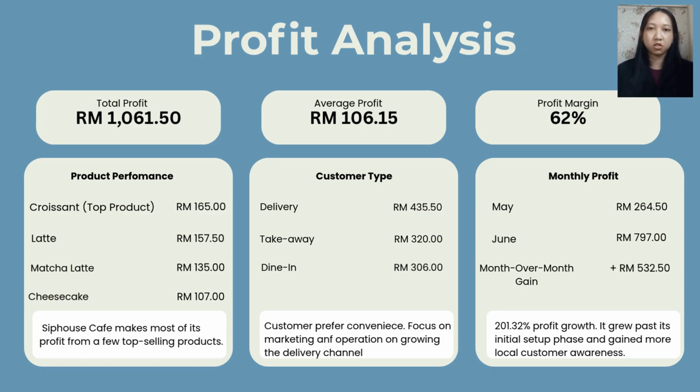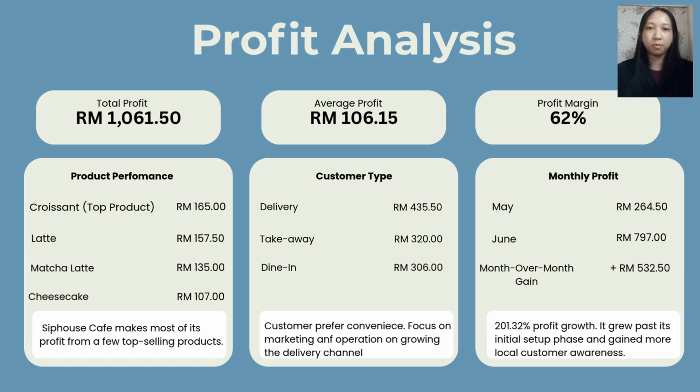The profit margin is 62%, which means the business earns a good level of profit from its sales. From the product performance section, we can see that croissant is the top selling product, followed by the latte and matcha latte, and also the cheesecake. This shows that a few key products generate most of the profit.